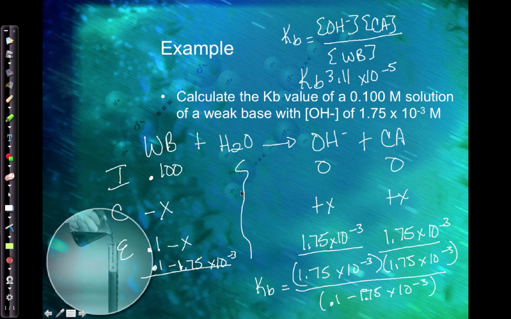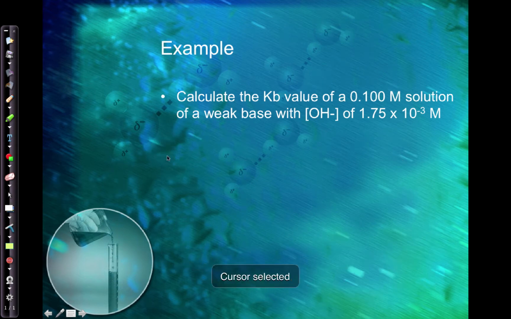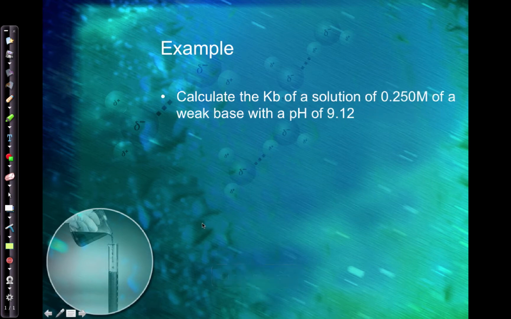All right, so now let's look at the next one. Calculate the Kb of a solution with 0.25 moles per liter of a weak base with a pH of 9.12. Okay, so this is very similar to the last one, except they give us the pH and not the hydroxide concentration. So let's go ahead and write out our equation first. Our weak base plus water will give us hydroxide and the conjugate acid. Well, let's go ahead and draw out our ICE table.